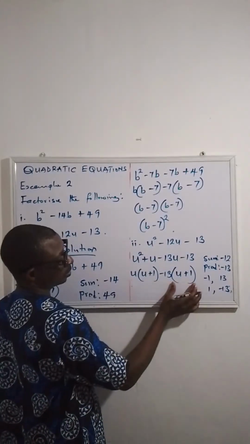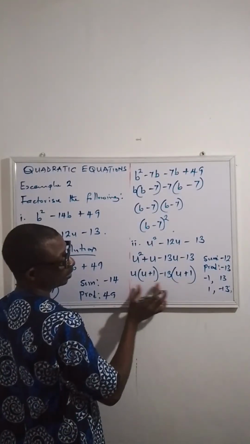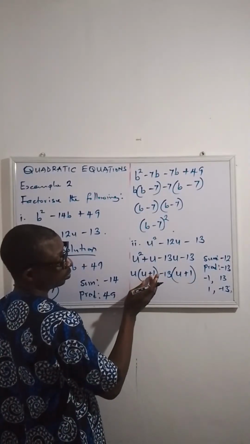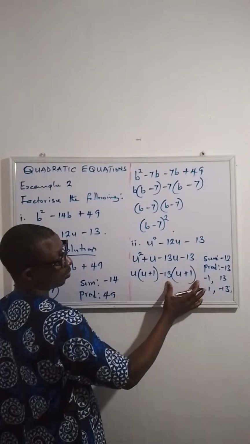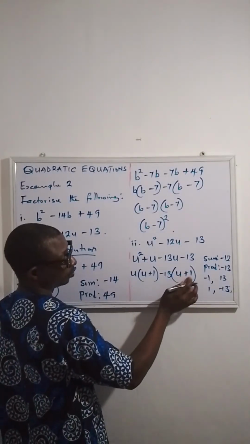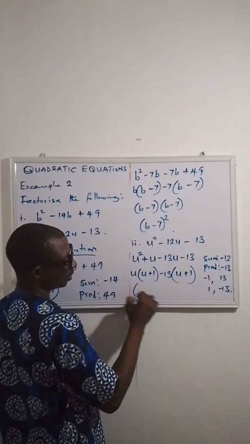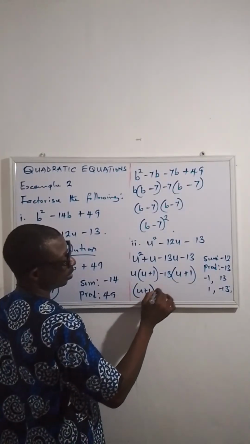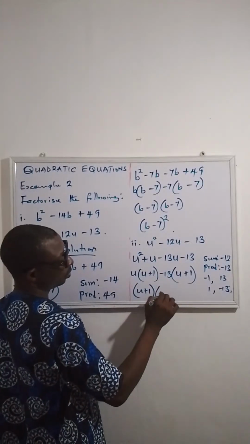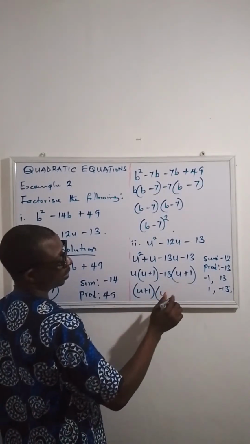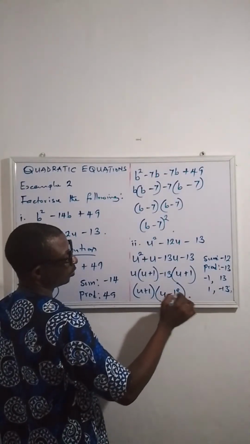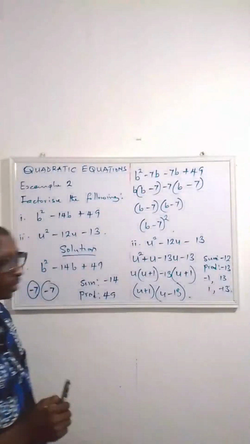Okay, so what is the common factor here? The GCD, we have two terms. The first term is u times u plus 1, while the second one is minus 13 times u plus 1. Okay, so what's the common factor? That is u plus 1. So when you divide this by u plus 1, you are left with u. Divide this by u plus 1, you are left with minus 13. And this is going to be the answer to this problem.